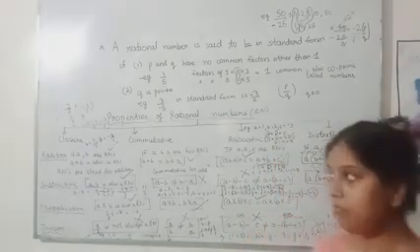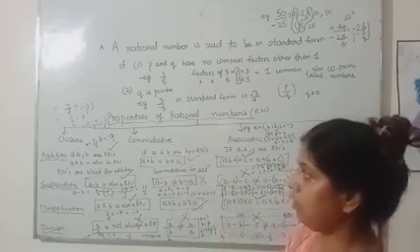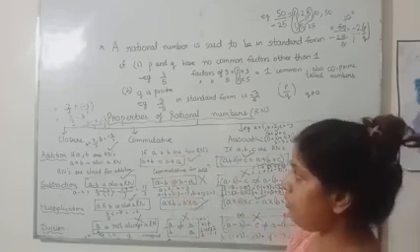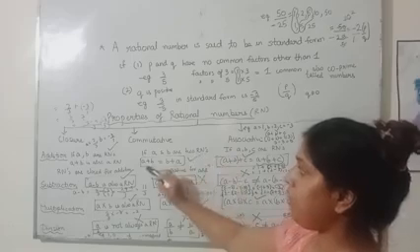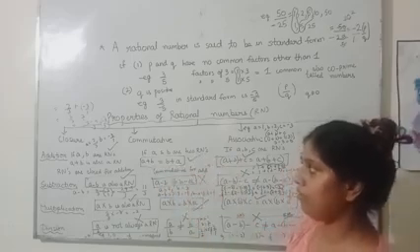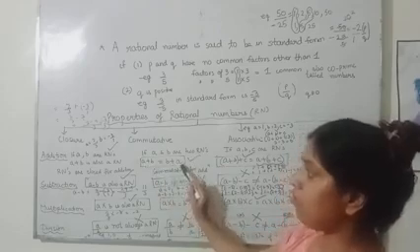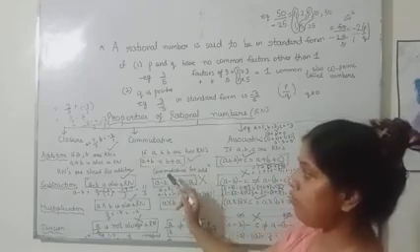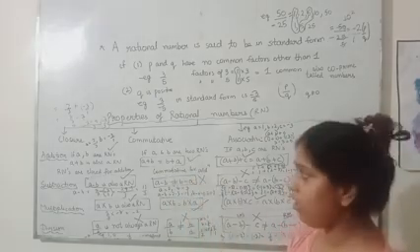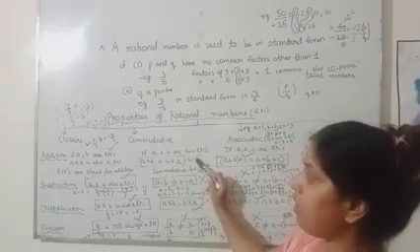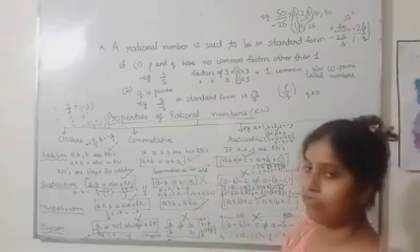Now moving to the second property, which is commutative property. So what is commutative property? If A and B are two rational numbers, then A plus B will be equal to B plus A. So here the order of the numbers does not matter. Whether you do A plus B or B plus A, the answer will be the same. So we can say that rational numbers are commutative for addition.